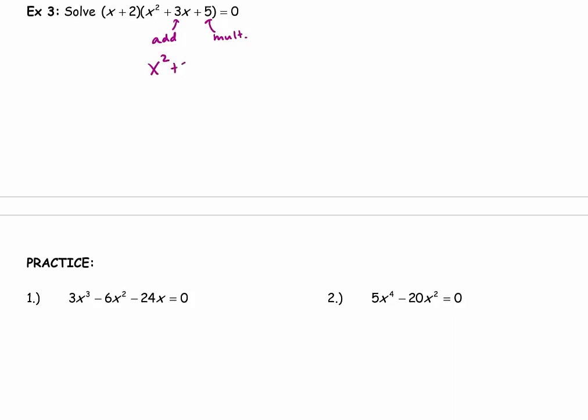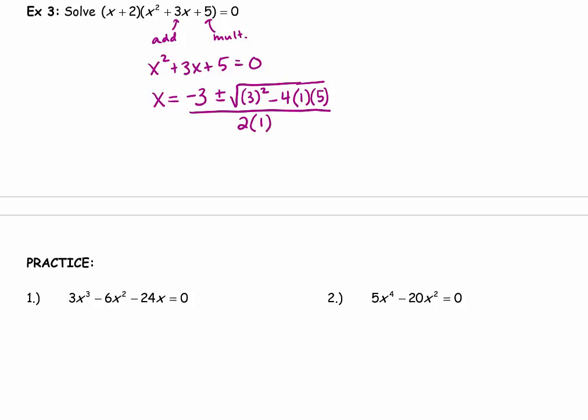So if we can't factor it, we're still going to have to solve this quadratic equation. I'm going to set that factor equal to 0. And we do have a method that always works for solving quadratics, and that's the quadratic formula. So I'm going to plug in to the quadratic formula. That would be x equals -b, so that's -3, plus or minus the square root. Inside the square root, we have b squared, so that's 3 squared, minus 4 times a, in this case 1, times c, which is 5. Then all of that stuff is over 2a, so I'll say 2 times 1.